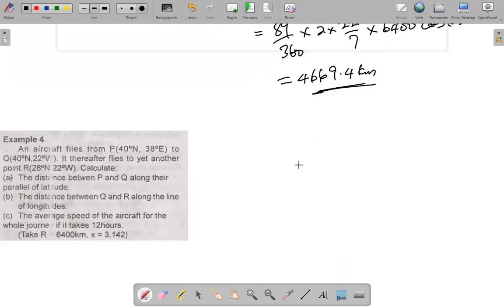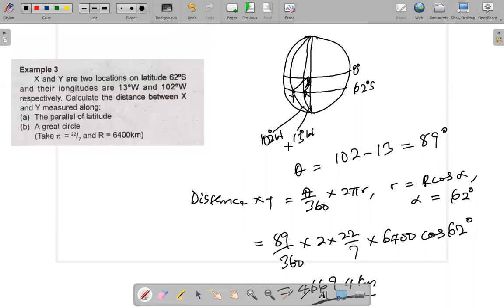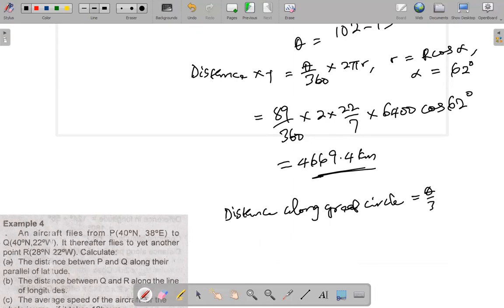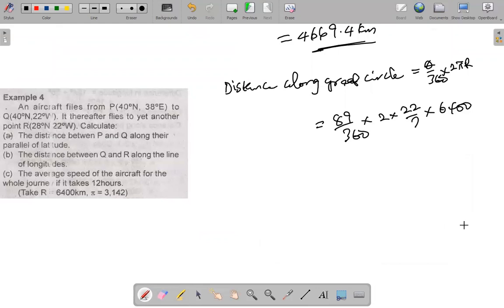And finally, question 4. Example: look, the B part of this example says distance along great circle. How can we get that? Distance along great circle is equal to theta over 360 times 2 pi r, which is 89 over 360 times 2 times 22 over 7 times 6,400. Value was 9945. I will put all of that into the calculator.